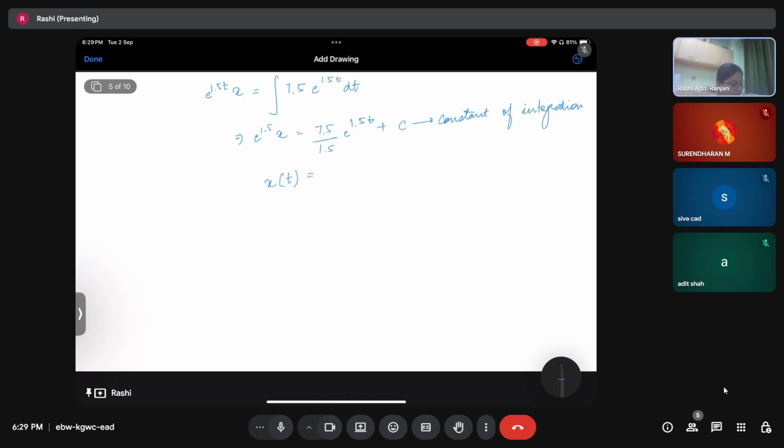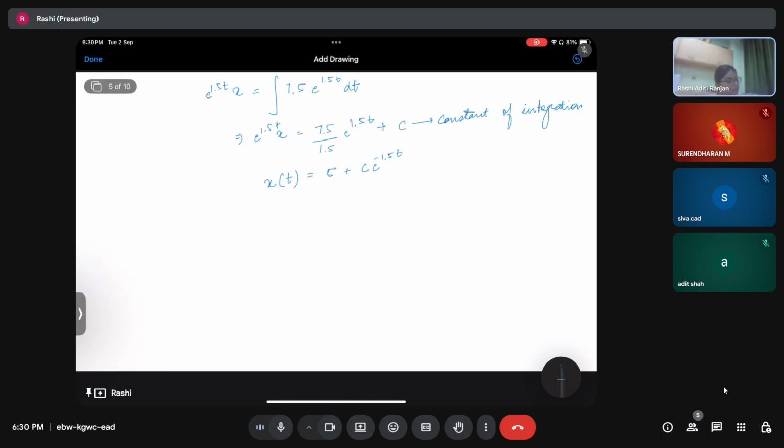5 e to the power 1.5t will get cancelled by this, because it will come on the right hand side as negative. So plus and minus is going to be 0. e to the power 0 is going to be 1. So 5 plus c e to the power minus 1.5t.